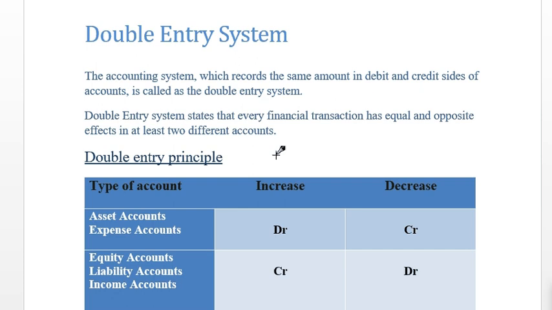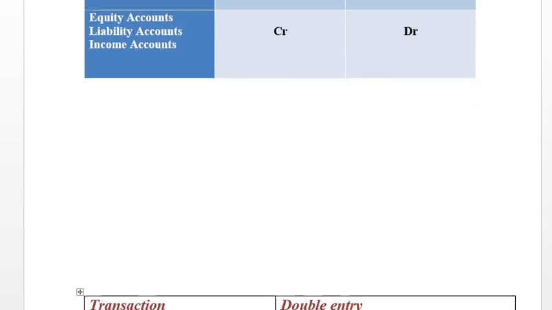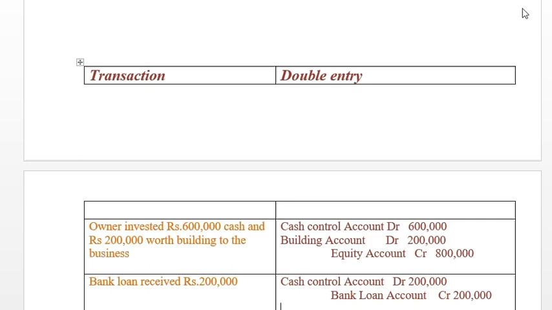For asset accounts and expense accounts, an increase should be debit. In the same way, a decrease should be credit. For the other three types of accounts, that means equity accounts, liability accounts and income accounts, an increase should be credited. At the same time, a decrease should be debited. So keep in mind this simple scenario and let's move to some examples, the basic examples.